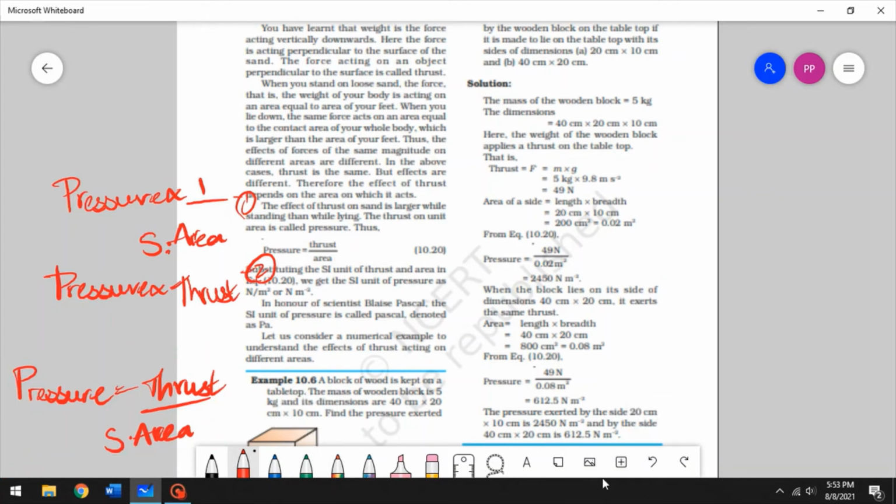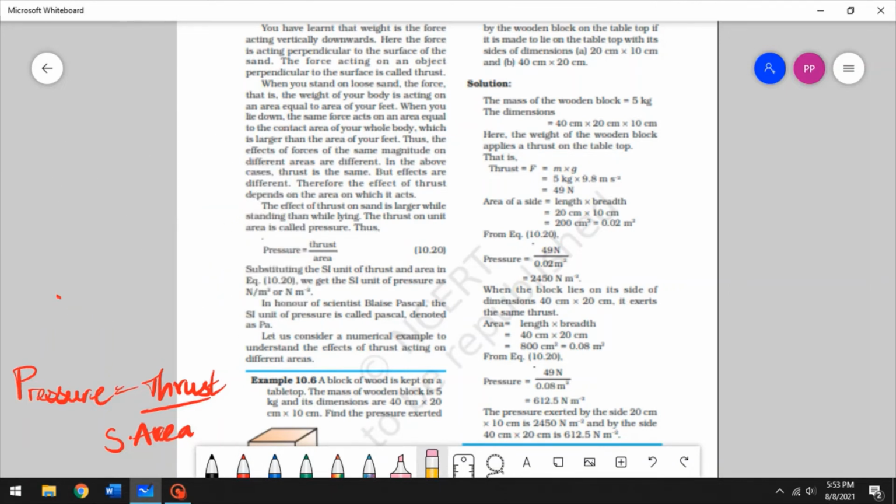Okay. So let me get rid of this because I'm covering the material. So substituting the SI unit of thrust and area. Thrust is the force per unit area. Thrust is the force, so it will be Newton, and surface area is meter square. So Newton per meter square is Pascal.